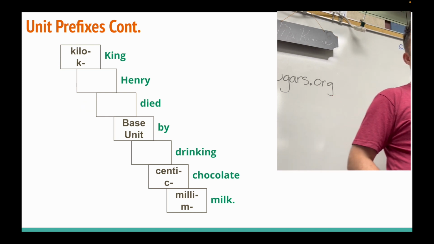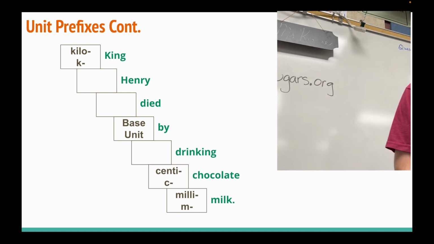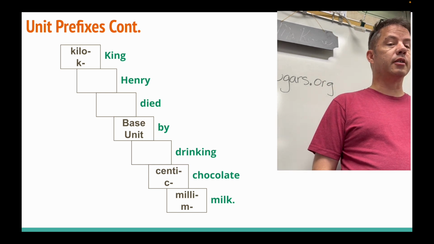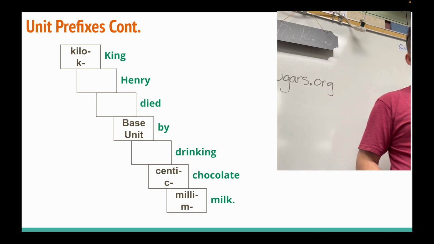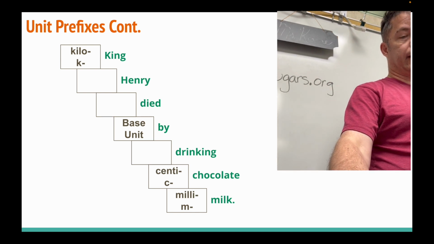For king, we have kilo. Henry, for hecta. Died, for deca. Base unit is by. Drinking is deci. Chocolate is centi. And milk is for milli. And we're going to put this together in a minute.